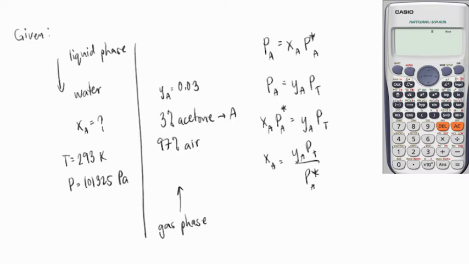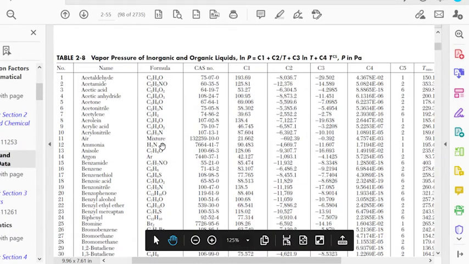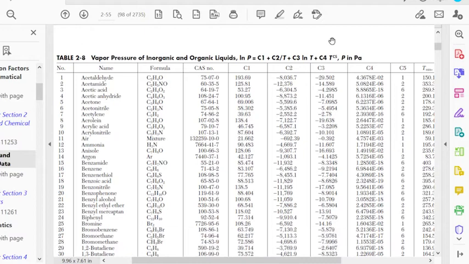For the vapor pressures, we can turn to our handbook to determine the values. We have Table 2-8, the vapor pressure of inorganic and organic liquids in the following equation. You can use either this table with this equation, or you can use the Antoine equation, provided that you are given the constants to the Antoine equation.